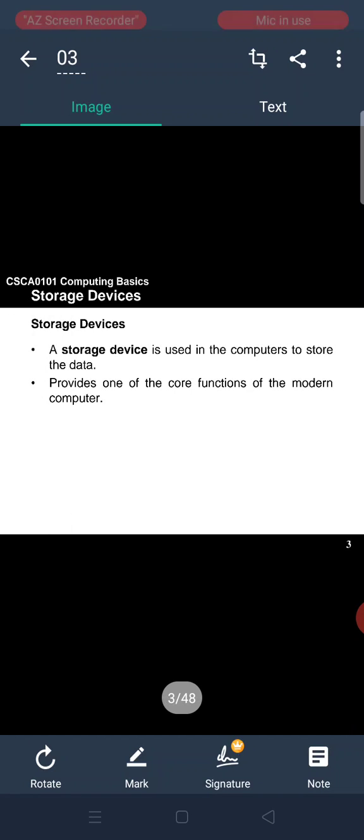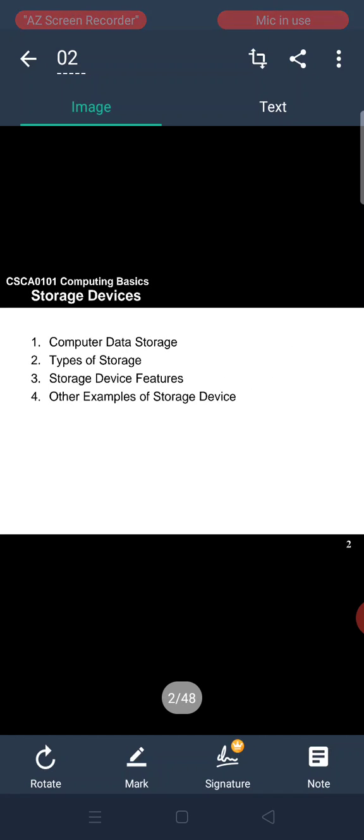Today we are going to start the subject of IT skills in BS in ADP first semester. First topic is storage devices. As the name describes, storage devices are used to store data in a computer.